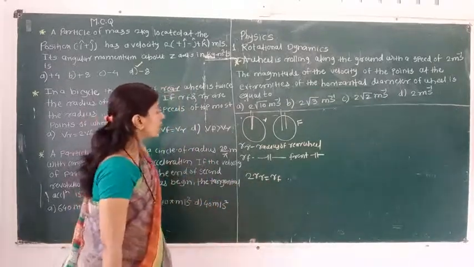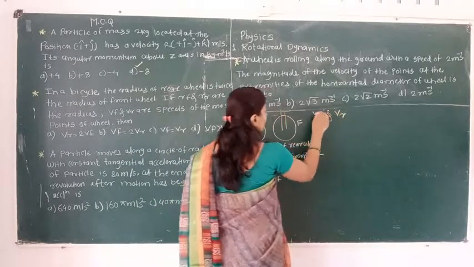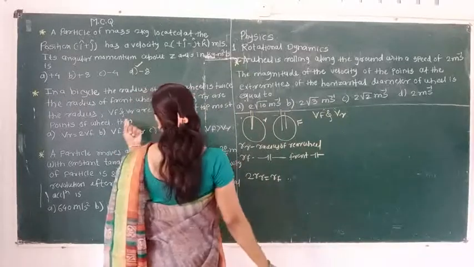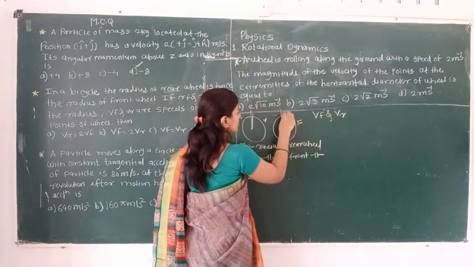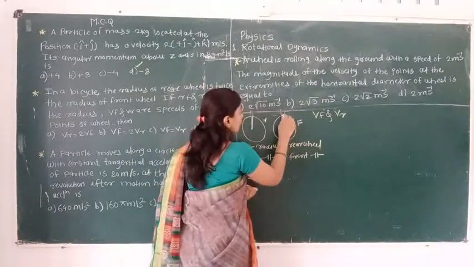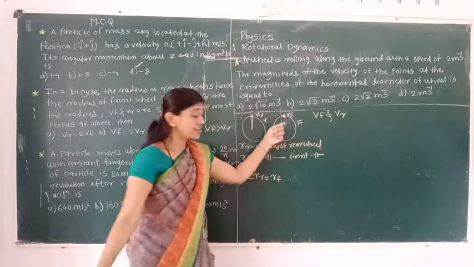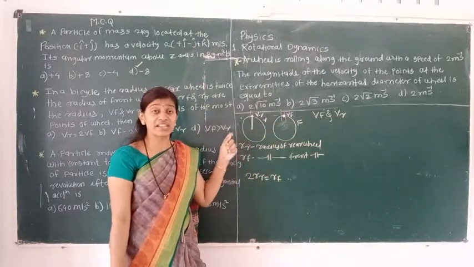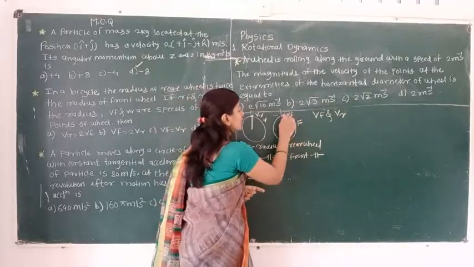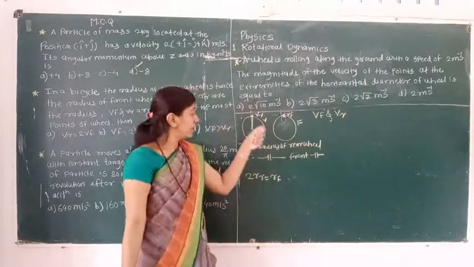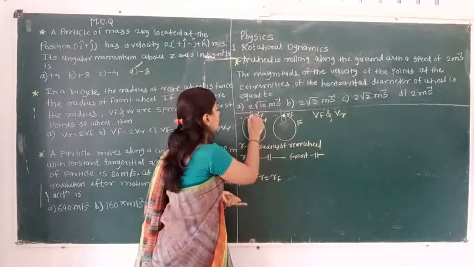Then we have to find the relation between Vf and Vr. Vf is the speed of the topmost point of the wheel. That means Vf means the speed of the topmost point, and that point's speed we have to find. What is the relation between them? Here is the front wheel, and the backside wheel, otherwise the rear wheel. Vf is the speed of the point present at the top of the front wheel, and Vr means the speed of the topmost point of the rear wheel.